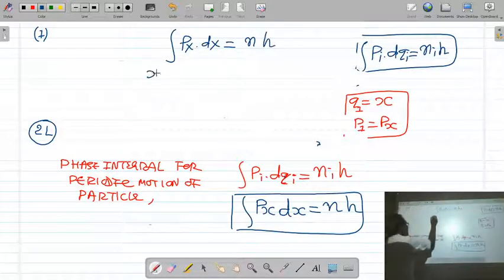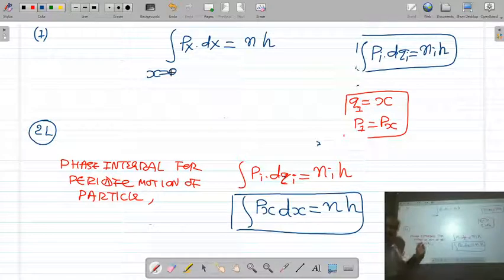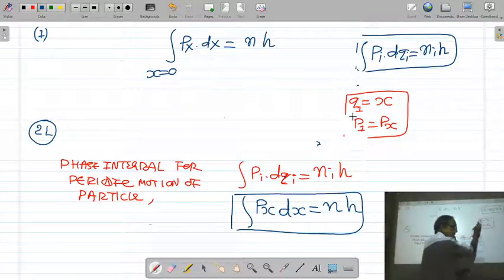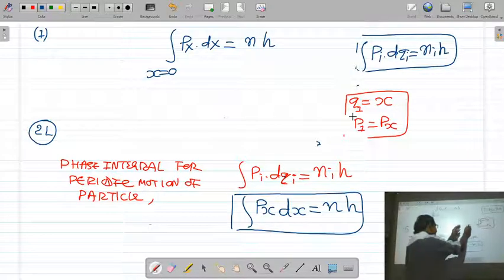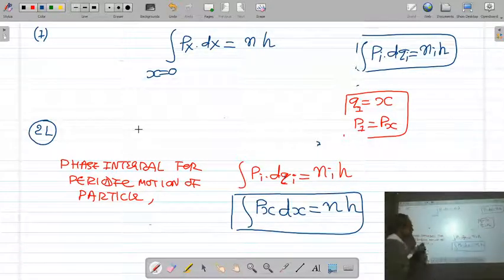Okay, now what is the limit of x? When the particle started its motion, the x coordinate was 0. The particle travels distance L during its motion, and after striking the other wall, it is reflected back and again travels distance L. So the total distance traveled by the particle will be 2L. So the limit of x is from 0 to 2L.